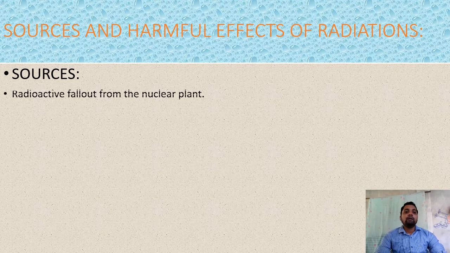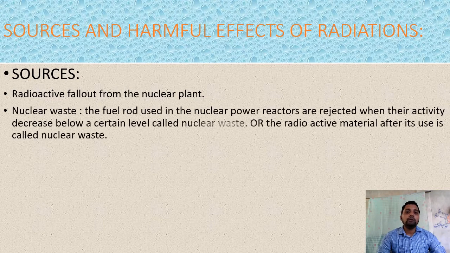First one, radioactive fallout from nuclear plants. Inside the nuclear plants we are using nuclear reactions, with uranium mainly used. From that, sometimes due to leakage or some accident, when this radioactive substance emits radiation, or the radiation comes out, that causes harmful effects to living beings, that may be plants or animals.